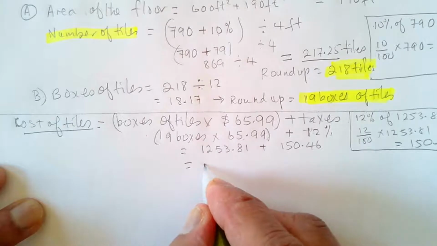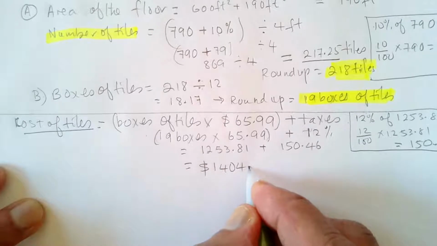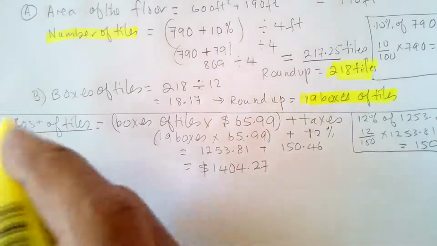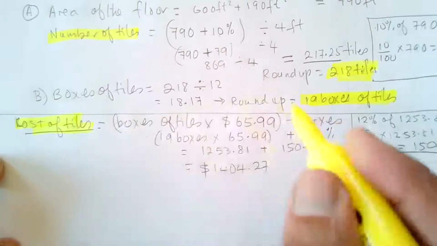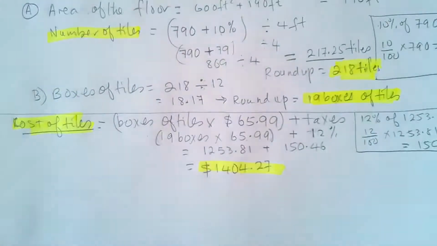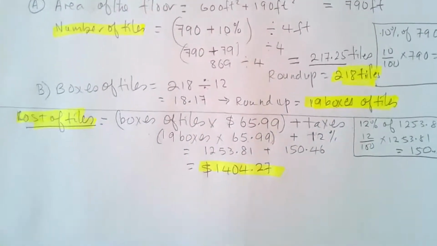Which works out to be $1,404.27. So the cost of tiles, we found that now. We're going to highlight our cost of tiles. We got that. Okay.